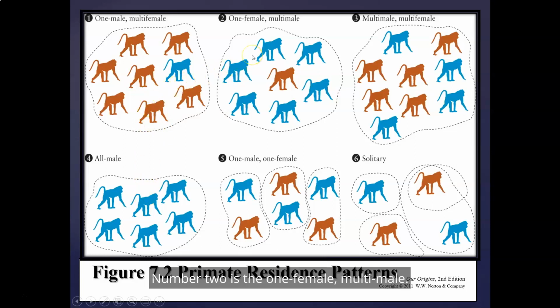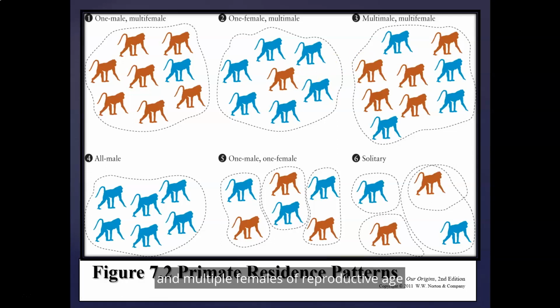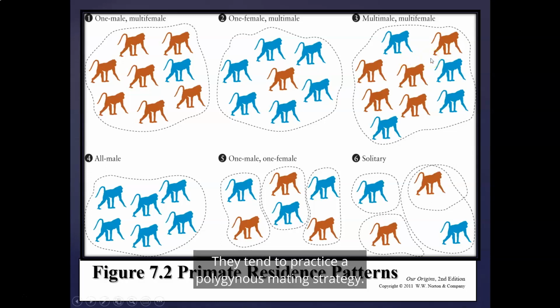Number two is the one female multi-male. So it's the one dominant female and the males in the group. That female is mating with all the males in the group in a polyandrous mating structure. We see this in some Strepsirrhines and some Platyrrhines. Number three, multi-male, multi-female. So this is multiple males of reproductive age and multiple females of reproductive age and their offspring. They tend to practice a polygynous mating strategy, so the dominant males have increased access to mating with the females. Number four is the all-male bachelors, which exist alongside the one-male, multi-female groupings.